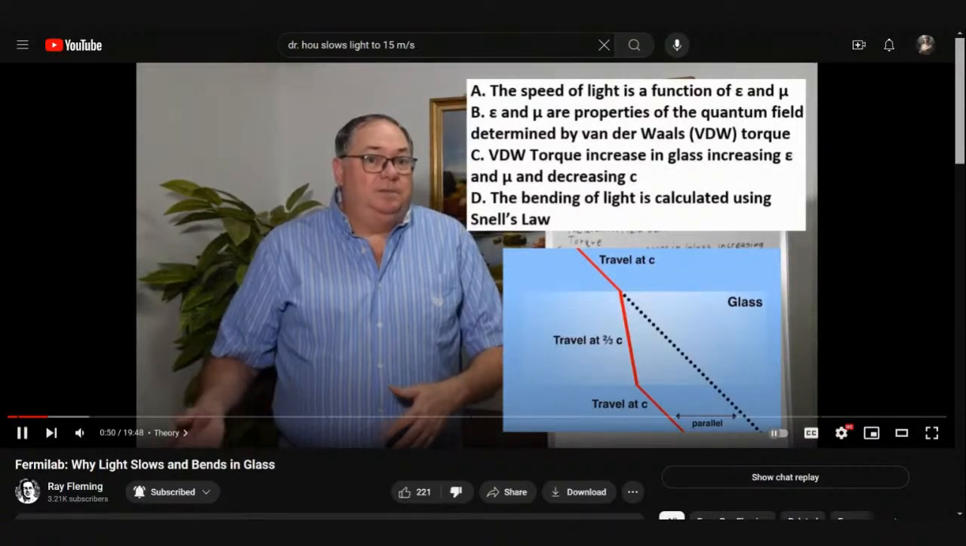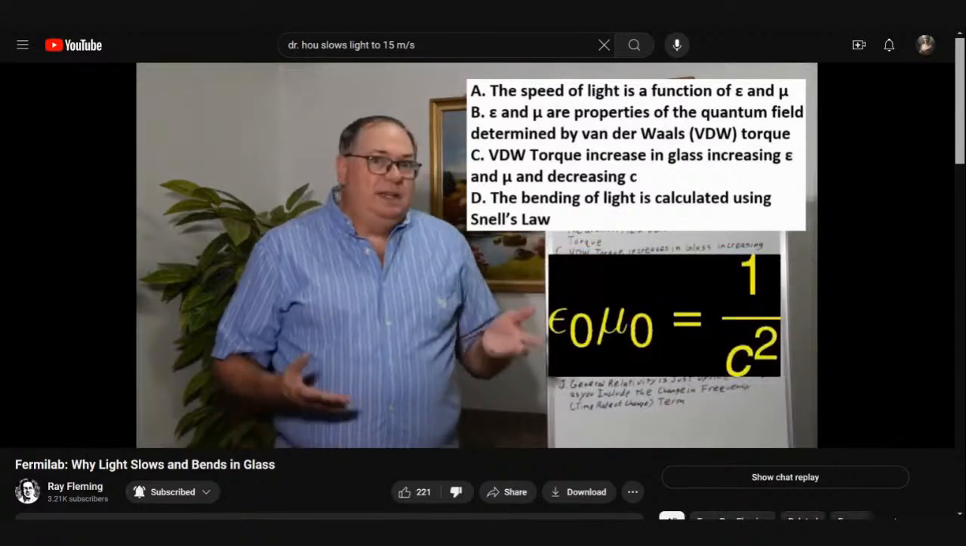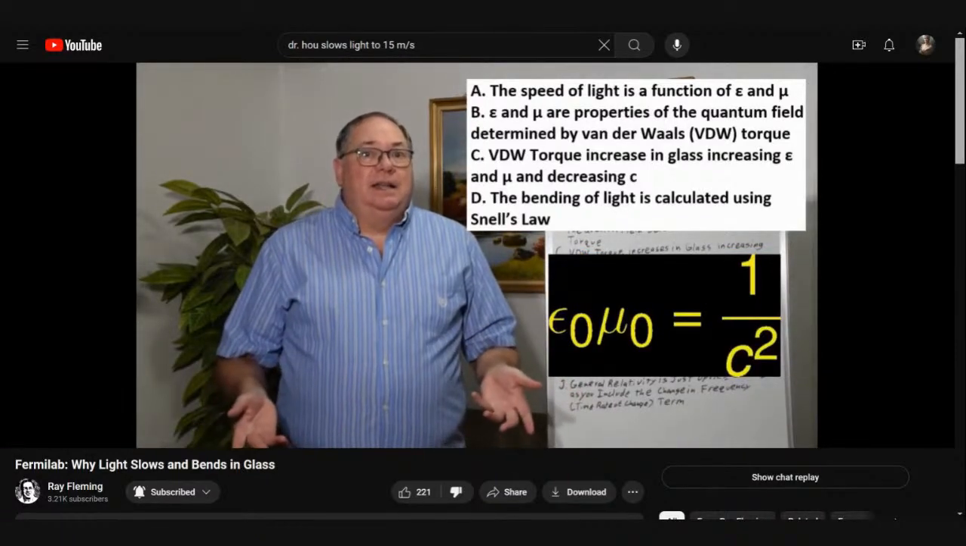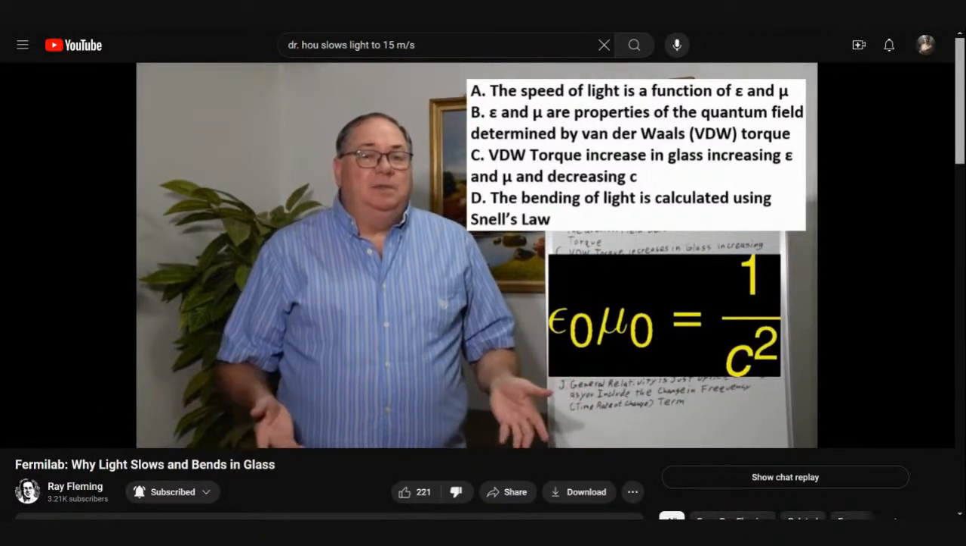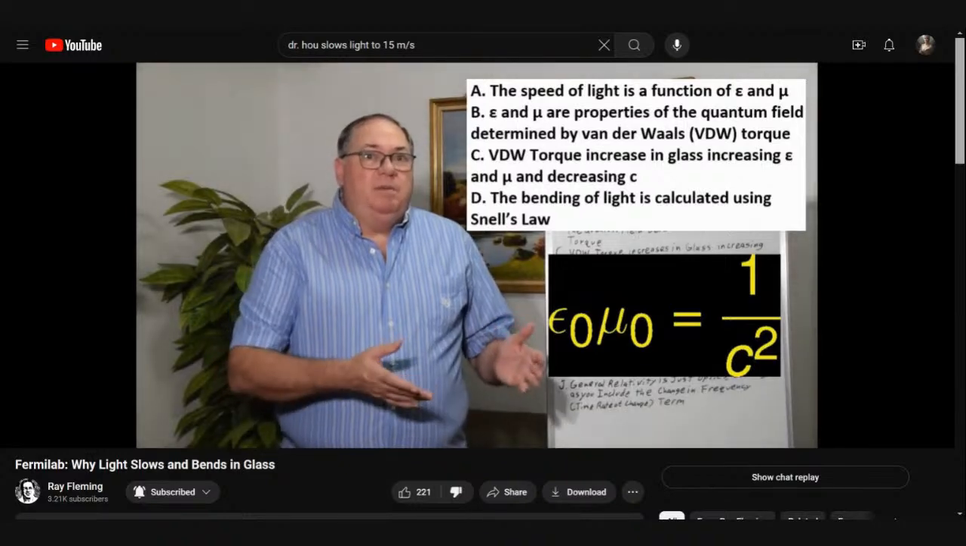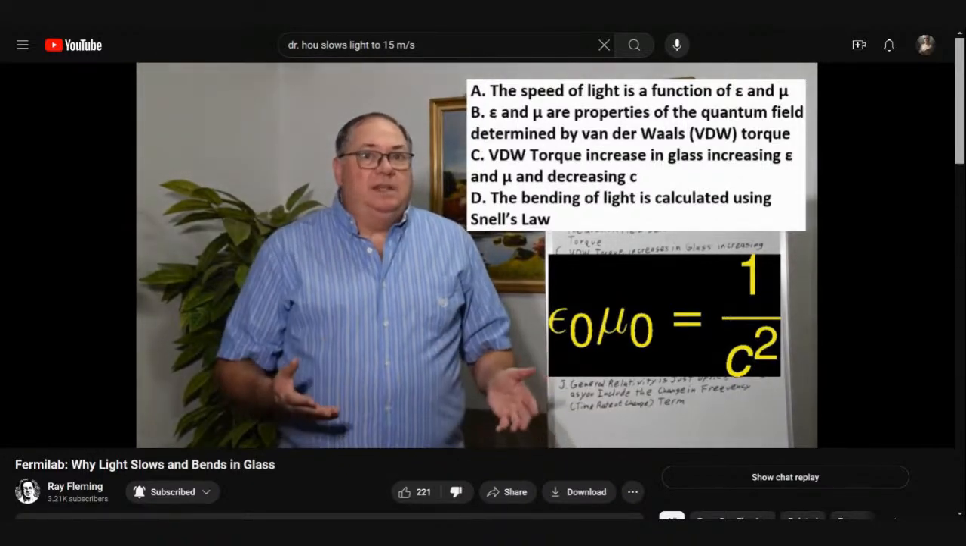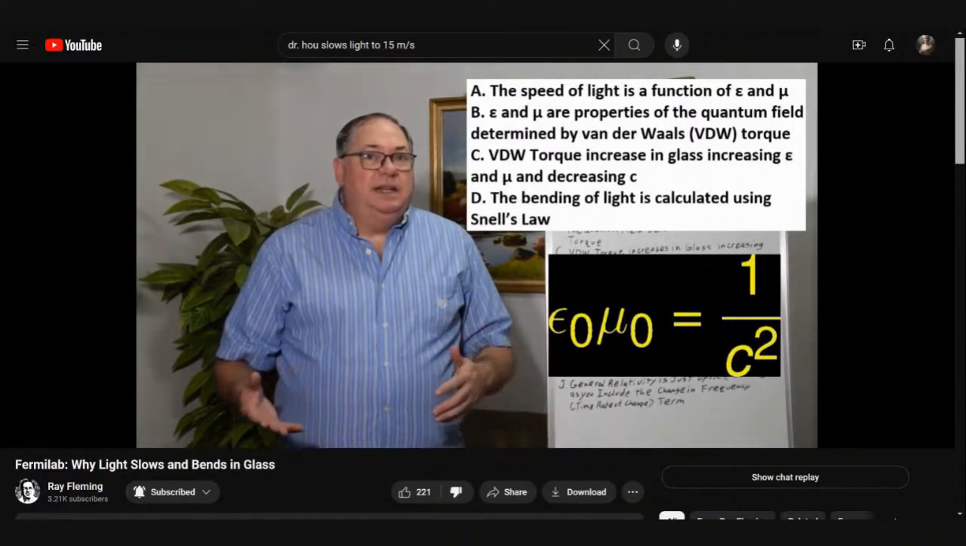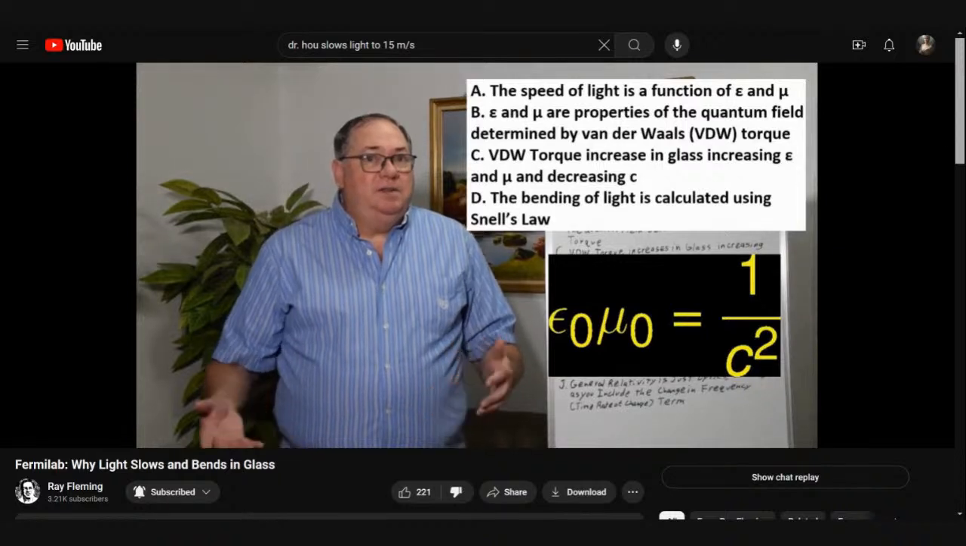What happens in glass or water? So we can start with what we know. The speed of light is a function of permittivity and permeability. Epsilon mu equals 1 over c squared. It's that simple. And so we need to think of the permittivity and permeability first, because that's another problem. He treats the speed of light like it's a constant, even when it's in water and glass, even though we know that it slows in water and glass.